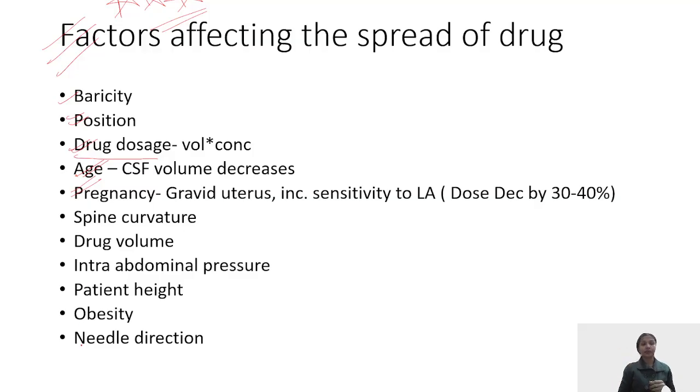Needle direction, in which direction your needle is directed, is also important, affecting the spread of the drug. For example, sometimes, I've told you of a space known as the subdural space.